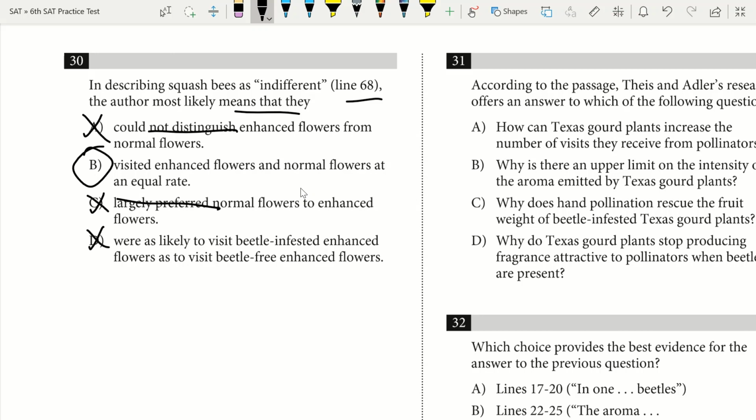C is wrong because it says they prefer one, and D is wrong because we're talking there about beetle infested versus beetle free, and we're talking about normal versus enhanced. So D is going to be wrong as well. So 30 is going to have to be answer choice B.